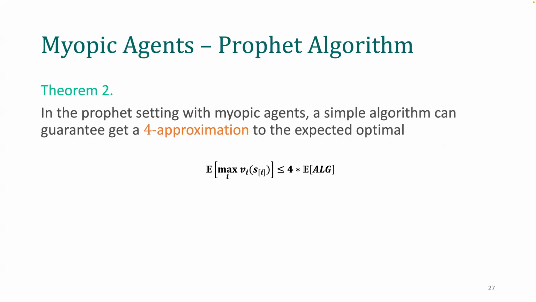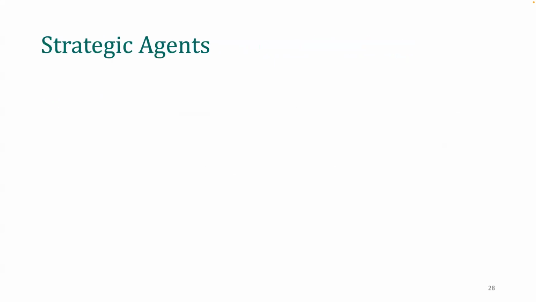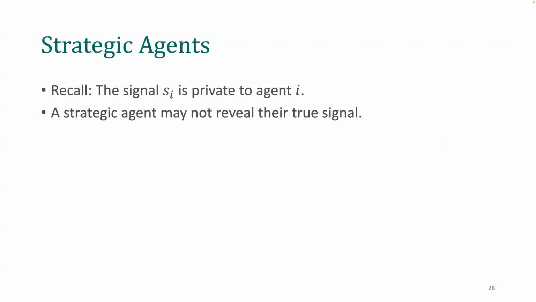Okay. So now I want to spend a few minutes talking about the strategic case or truthful mechanisms, because as I said, the interdependent values model comes from this auction design framework. And recall that I said that the signals I want you to think of as private information of the agent i, right? So a self-interested agent or a strategic agent may not reveal their true signal to the algorithm. We cannot take this for granted.